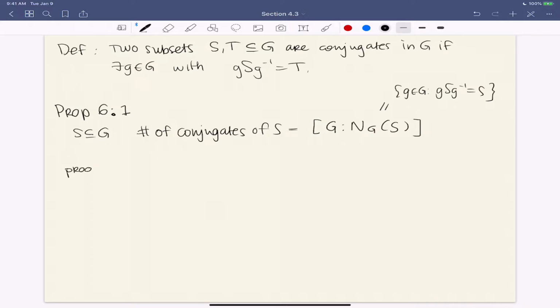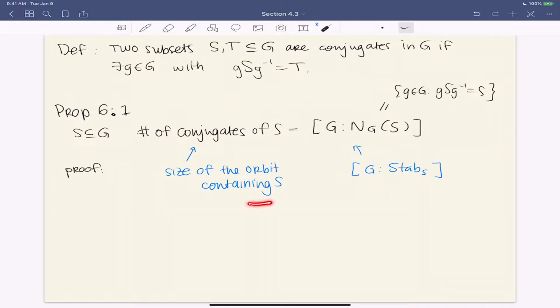And the proof is that the number of conjugates is the size of the orbit containing S, and this is the index of the stabilizer of S under this action. And so we had a theorem that said that the size of the orbit was equal to the index of the stabilizer in G. And here, when you just rephrase it in terms of this conjugation action on the set, it just says this. So it's not really a new theorem.